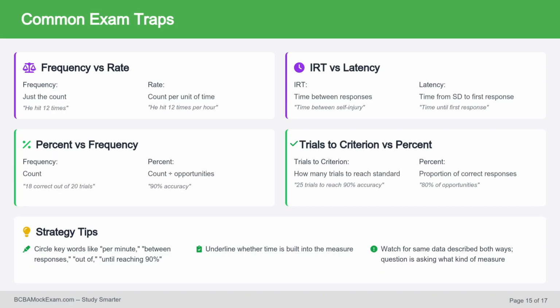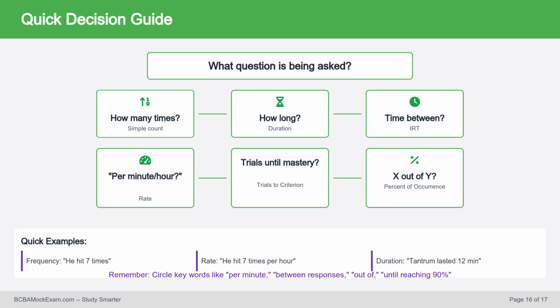4 major traps. Frequency versus rate. Frequency is count. Rate is count per time. IRT versus latency. IRT is time between responses. Latency is time from SD to first response. Percent versus frequency. 18 of 20 can be represented as a percentage or a count. Trials to criterion versus percent. One measures mastery trials while the other measures proportion. Always circle phrases like per minute, between responses, out of, or until reaching 90%, and identify what the question is actually measuring.